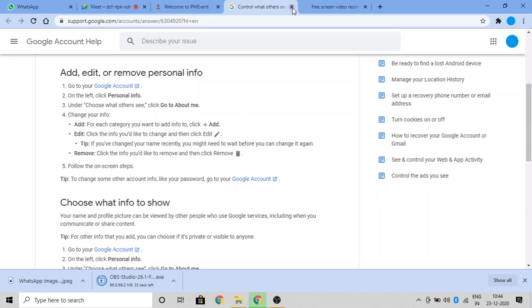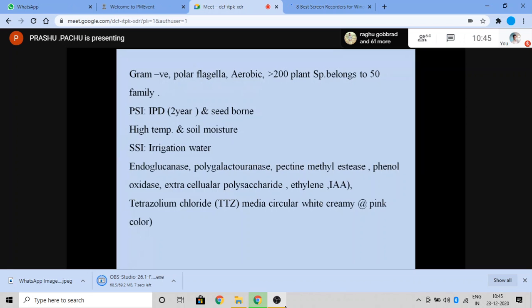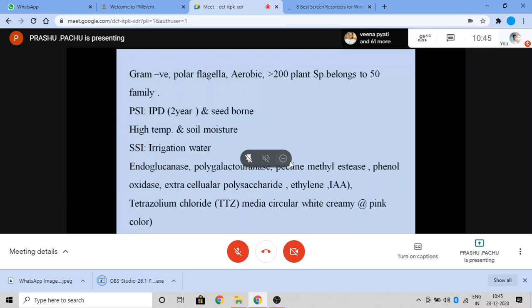And with respect to the primary source of inoculum, where exactly this pathogen is going to survive: it mainly survives in infected plant debris for nearly 2 years, and it is seed-borne in nature. So you can see the seed-borne nature of this bacterial disease in this crop.